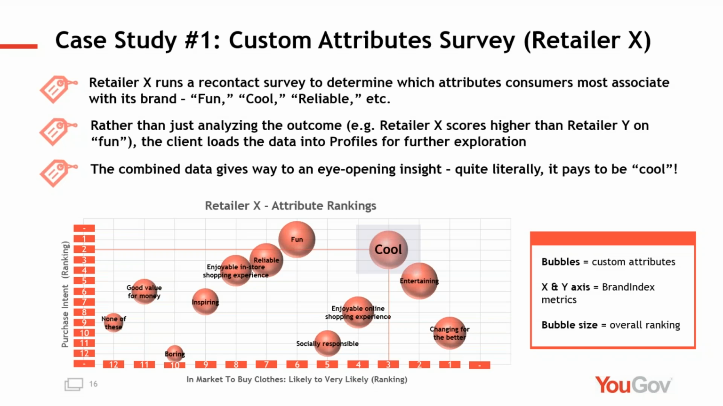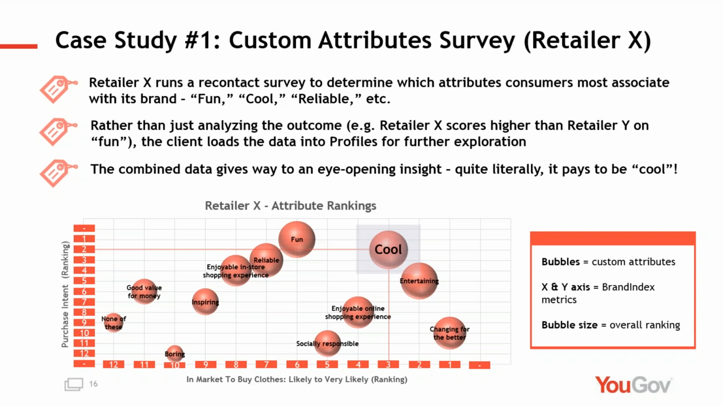Okay, case study number 1. So again, this is one of the world's most prominent retailers. We'll call it Retailer X. And they ran a Recontact survey to determine the attributes that consumers most associated with its brand. So whether it be fun or cool or reliable, so on and so forth. You can see some of those attributes at the bottom.